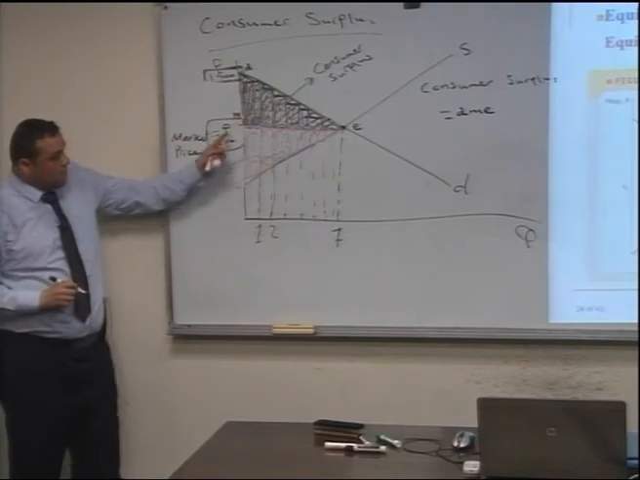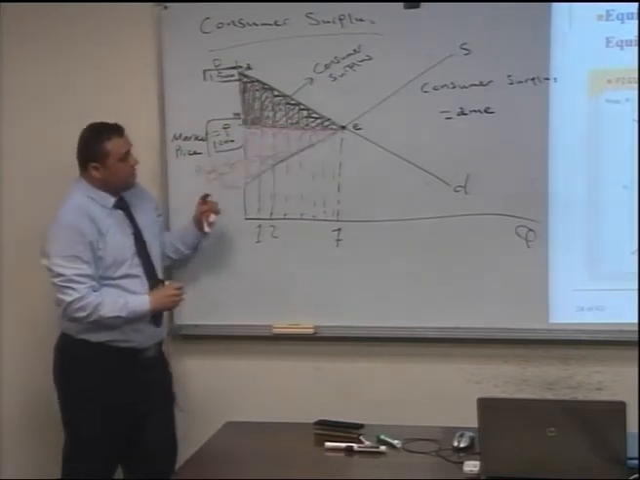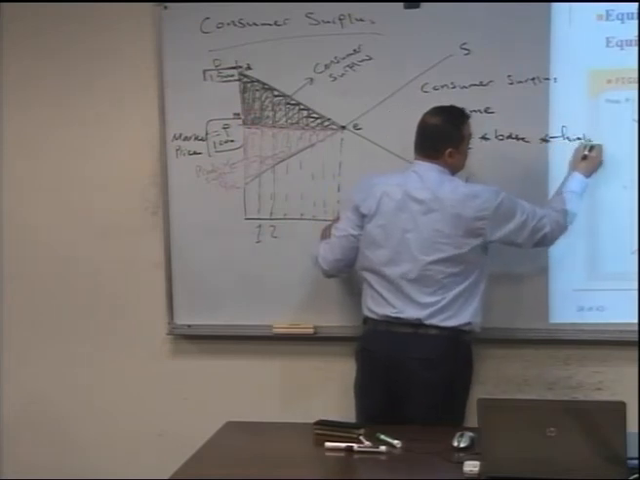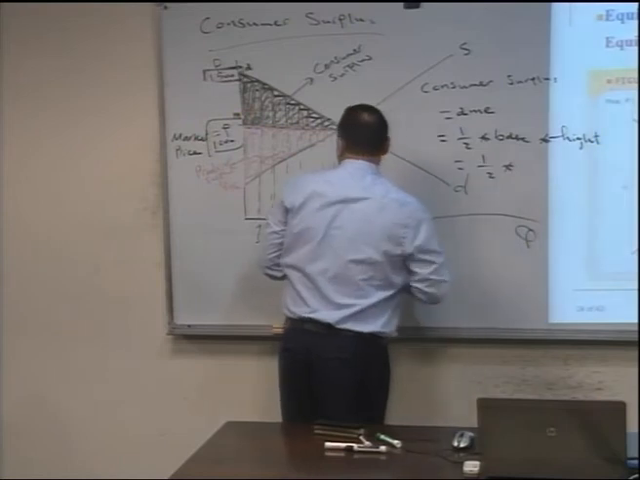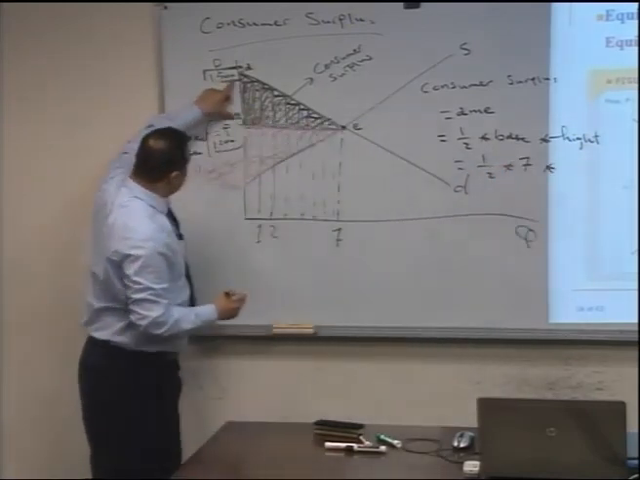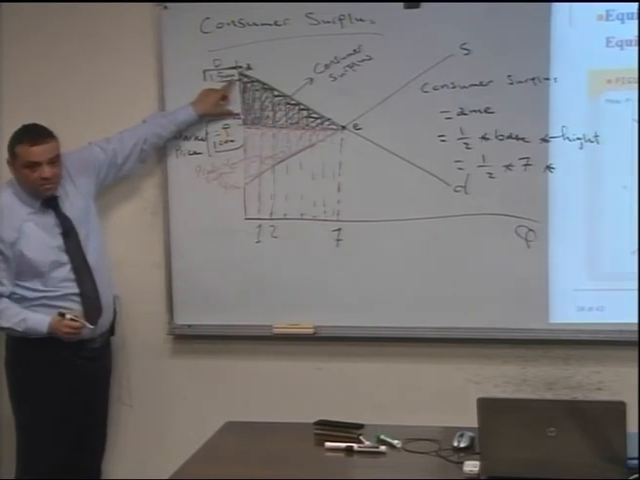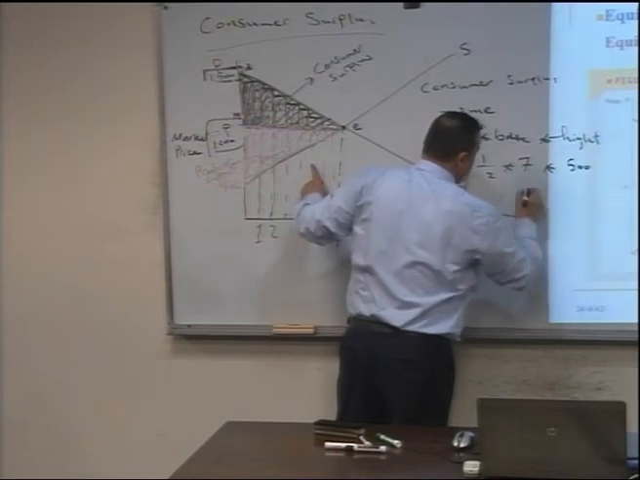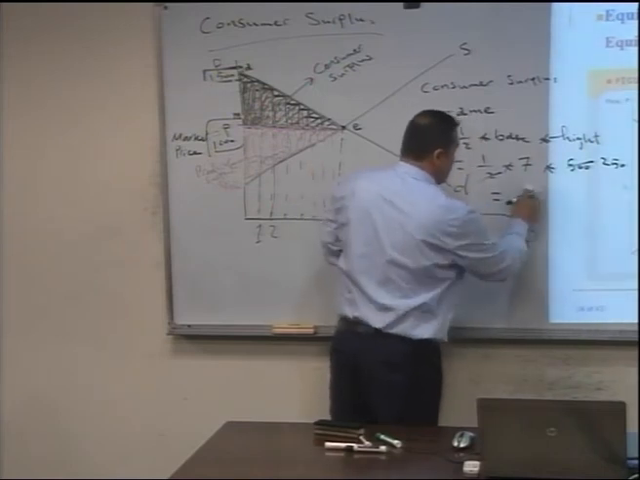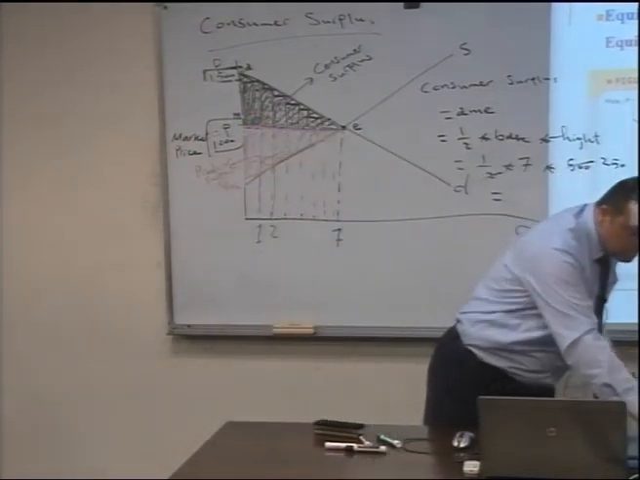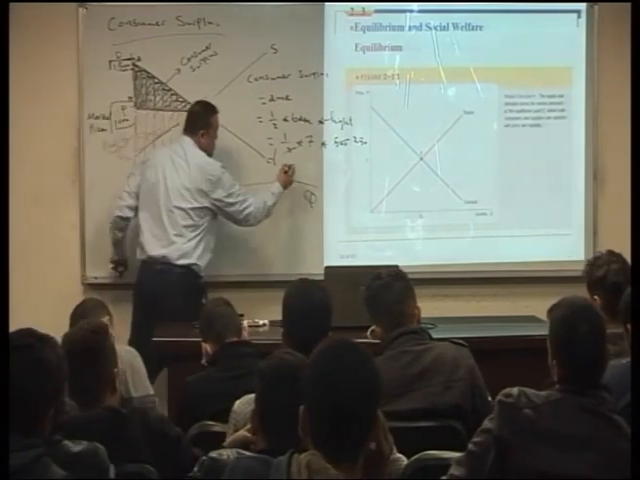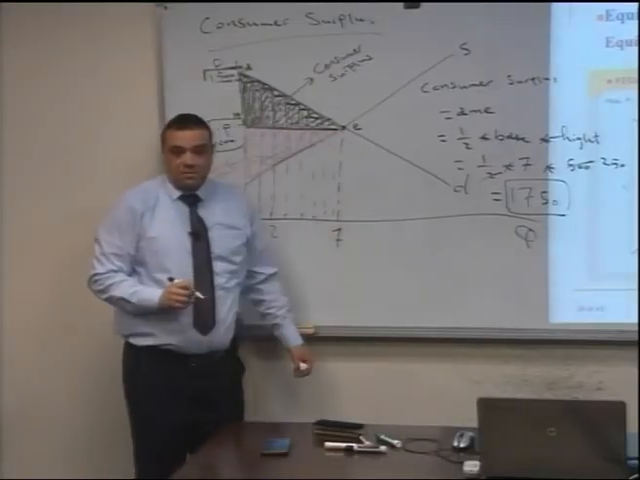How can we calculate the triangle here? The area of this triangle, base half, equals half times base times height, equals half times the base here. How much is the base? 7, times height. The difference between 1,500 minus 1,250, so 250, equals 7 times 250. How much is it? You can calculate this. This is the consumer surplus.